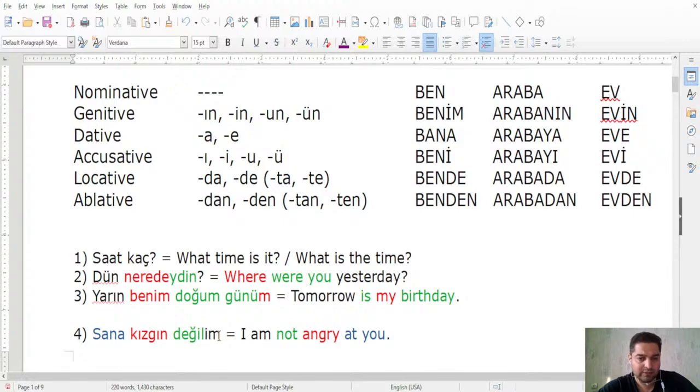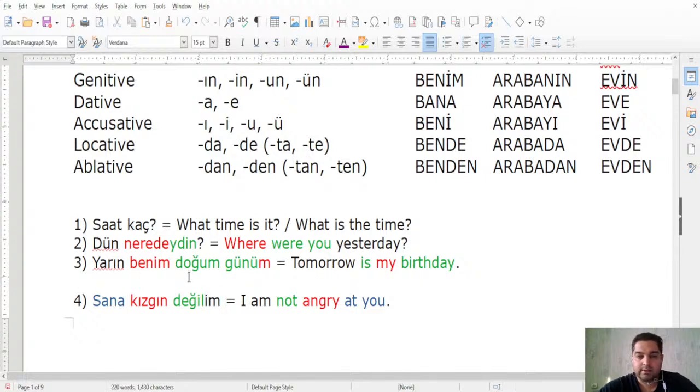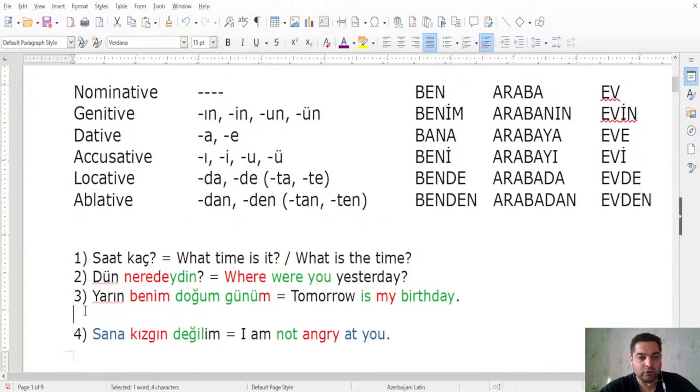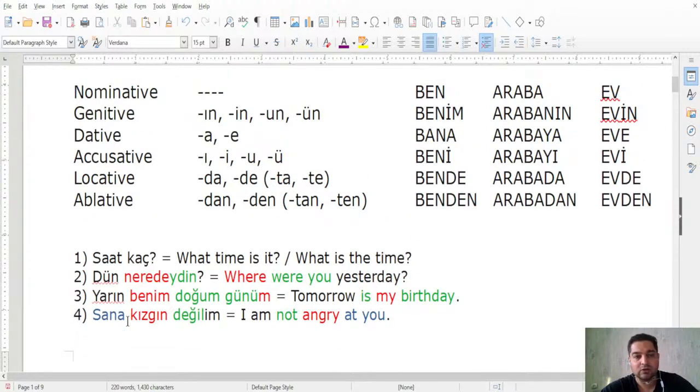So we covered this already in the verb to be video. That's why I'm not going to spend very much time on how we change based on the verb to be, based on the persons. I'll leave it here, okay? Sana kızgın değilim. So don't forget, this one is dative case. I specifically keep those cases above for you to see the endings and so on.